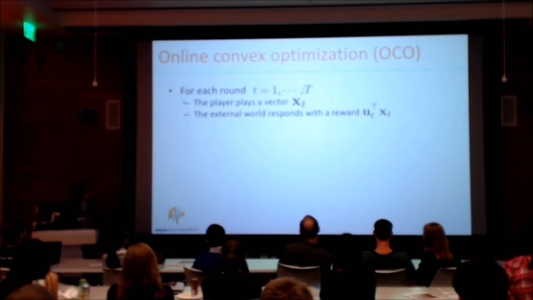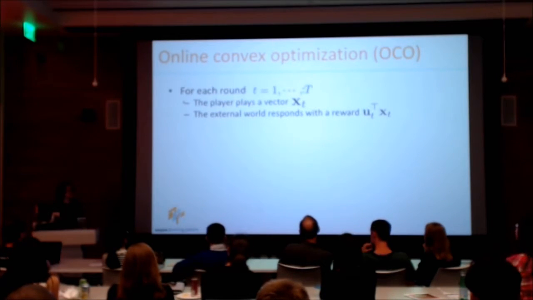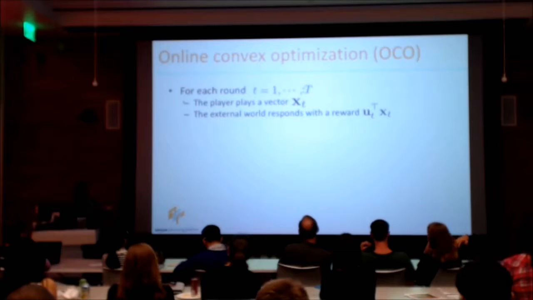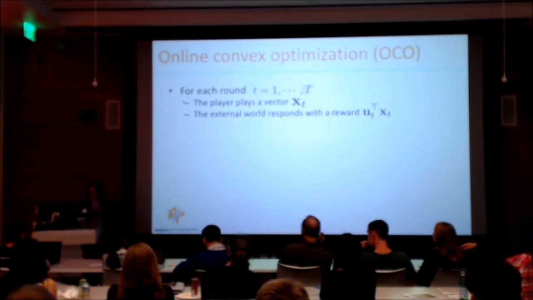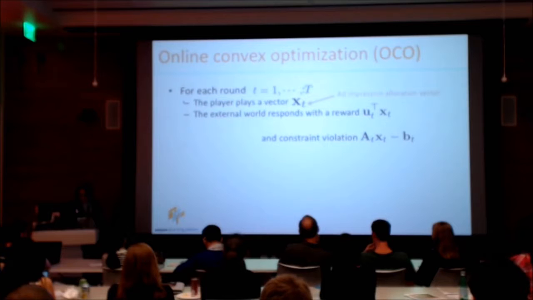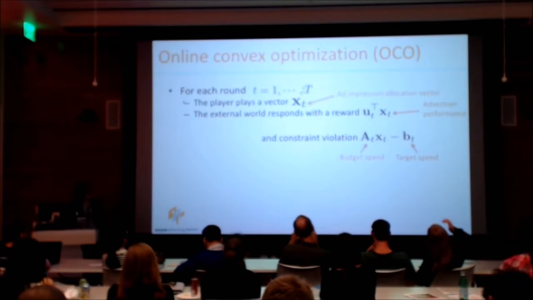Okay, so the reason I introduced that vector notation is it allows us to simplify notations at some levels. So we're going to model this as an online convex optimization problem. What does that mean? It means that we're going to break up the time into a bunch of rounds, and each round is a 10-second period. And the game goes something like this. The player, that's us, plays a vector x_t. That vector corresponds to the 0-1 variables I described. The external world is going to respond with the reward u_t, the vector utility that we get from serving ads for 10 seconds, and a constraint violation A_t x_t minus b_t. So that's the allocation vector, that's the performance, and then your budget and target, so that's your error.